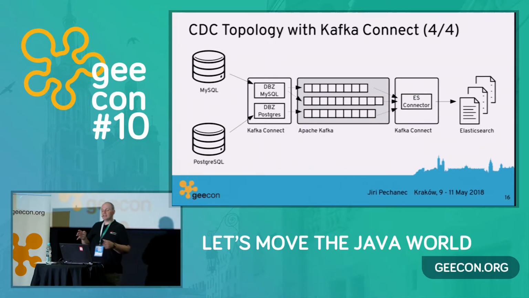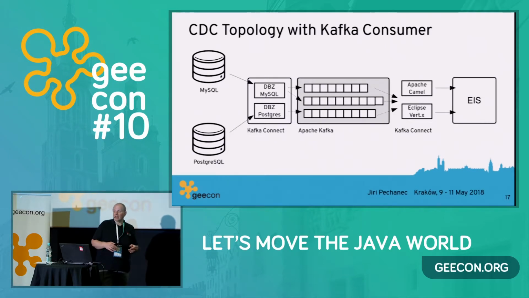And at the end, we have a Kafka Connect that runs the Elasticsearch sink connector, so a connector that will write data somewhere. In this case, it means that it will read the topics and write the changes into Elasticsearch using the Elasticsearch connector that is developed and open sourced by Confluent.